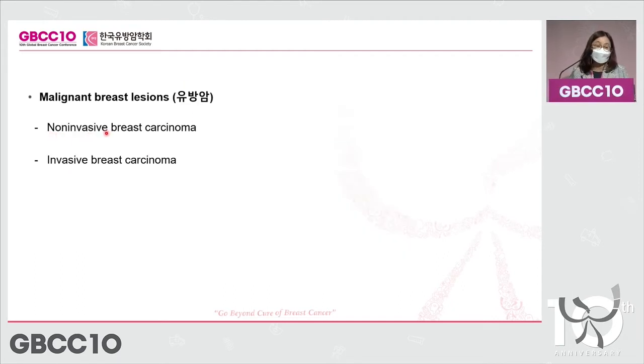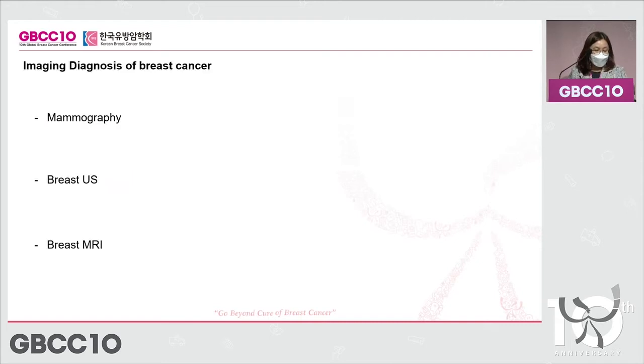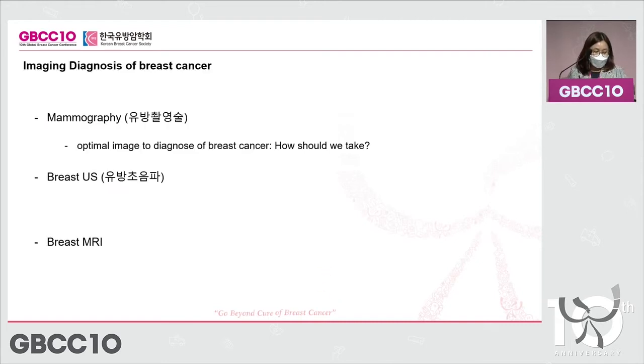Today, we would like to look at the different types of cancers, so non-invasive breast carcinoma and invasive breast carcinoma. These are the malignant breast lesions. And today, when you want to screen for breast cancer, you would resort to different modalities such as mammography. And today, I would like to focus on where you need to focus on when screening, resorting to screening mammograms.